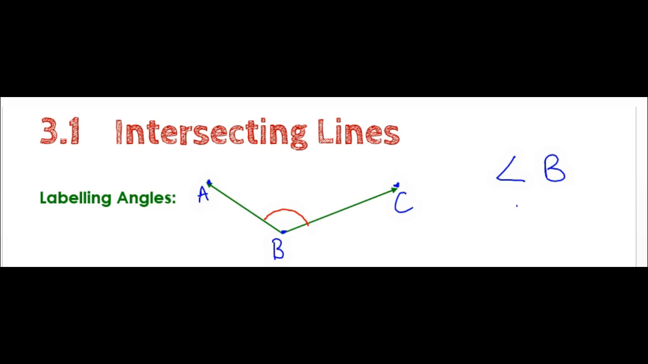So I can also call angle B angle ABC. Notice here that the actual angle that I'm talking about is angle B, and it's in the center of the three letters. So it's almost like I'm going A to B to C, just forming that angle. That may come up, and so it's important to know how to interpret what that labeling means.